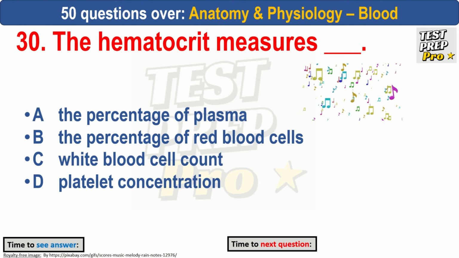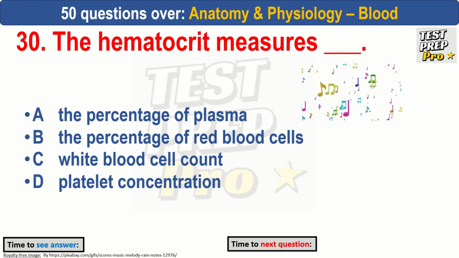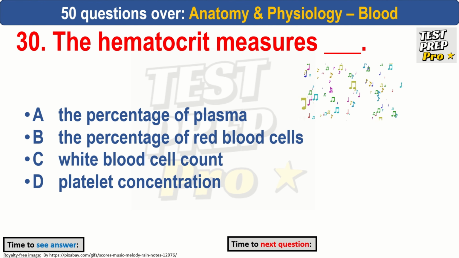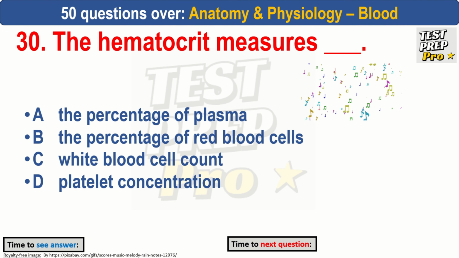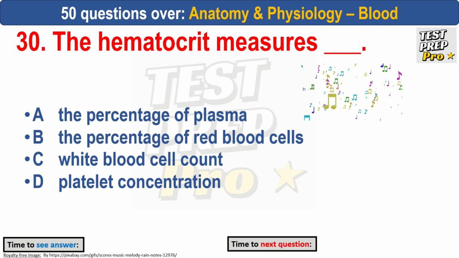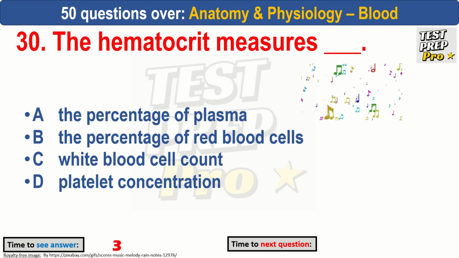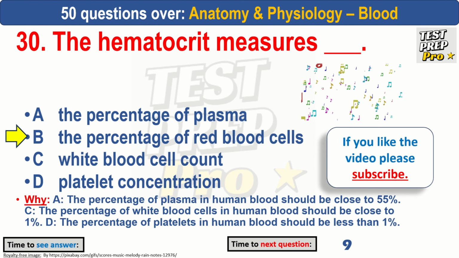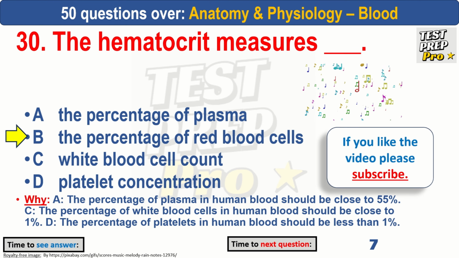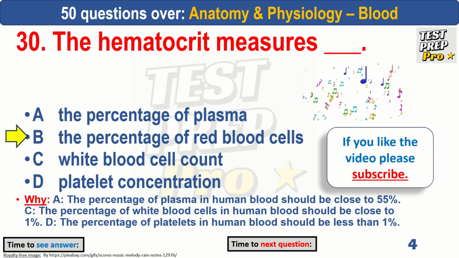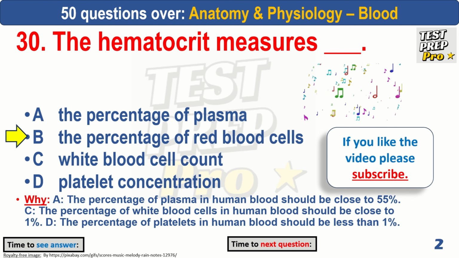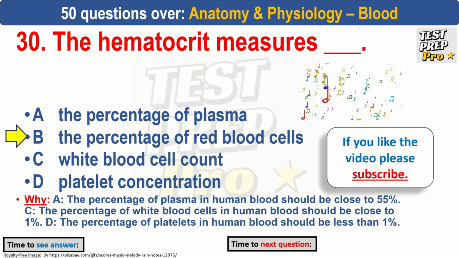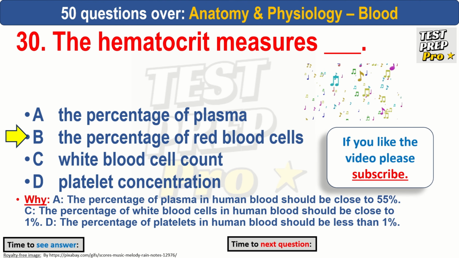All right, the hematocrit measures blank. Is it A, the percentage of plasma, B, the percentage of red blood cells, C, white blood cell count, or D, platelet concentration? So what does the hematocrit mean in a centrifuge blood sample? It's going to be the percentage of red blood cells. So you put a sample of blood in a test tube, you put water on the other side of the centrifuge, you spin them in opposite directions, and overall, the red blood cell amount is going to be at the very, very bottom after you spun it really fast for a little while, and that's the hematocrit value.